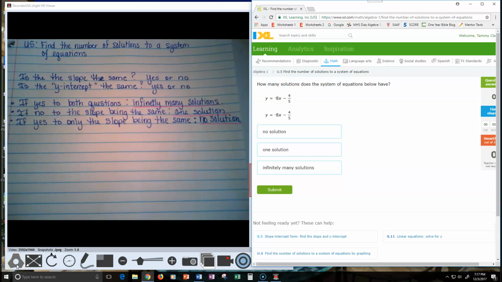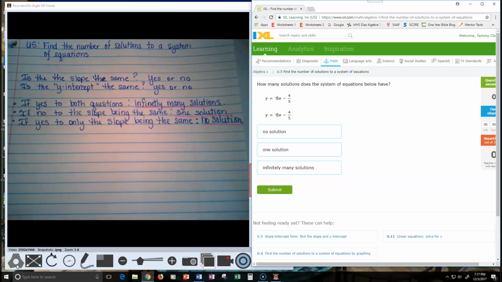Welcome back for U5. Here we go. We're going to find the number of solutions to systems of equations. The only thing that's missing this time is the graph. We don't have the luxury of graphing. So we'll need to remember some of the things that we pointed out in U4.